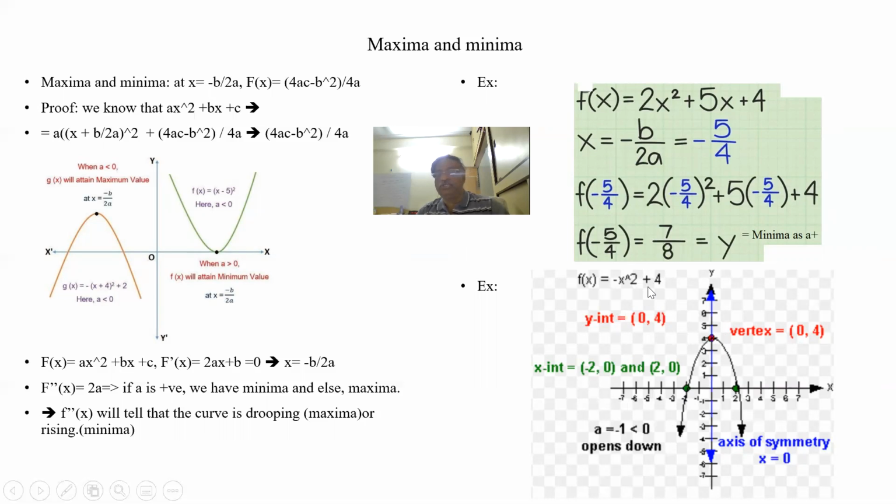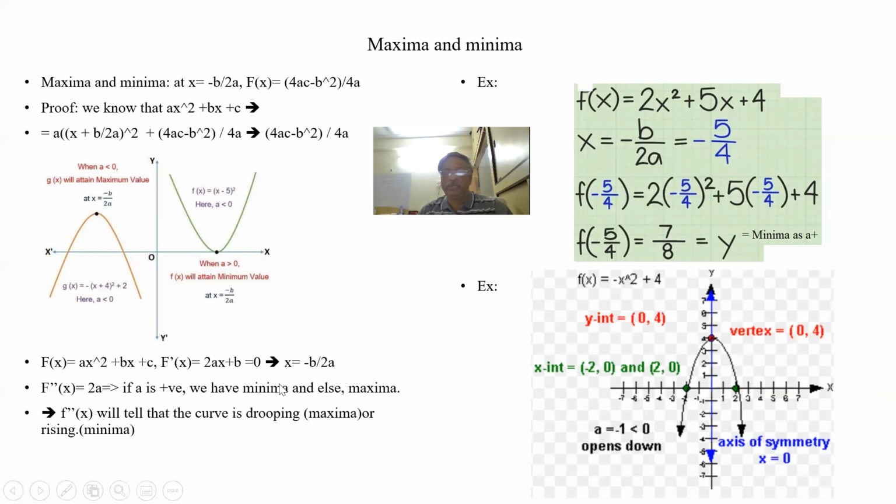So here b is 0. In fact, what is b? There is no bx term, so b is 0. That means when b is 0, x equals minus b by 2a is 0. So x is 0. Automatically y is 4. When I put 0 here, I'll get 4. So vertex is 0, 4. Here also vertex is minus b by 2a, 4ac minus b square by 4a.